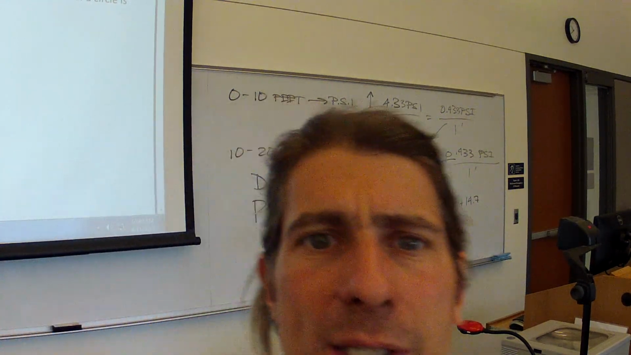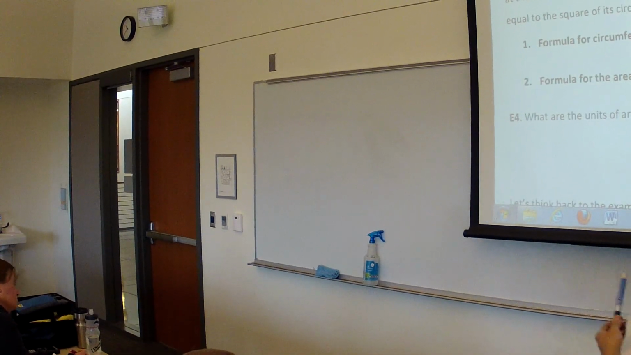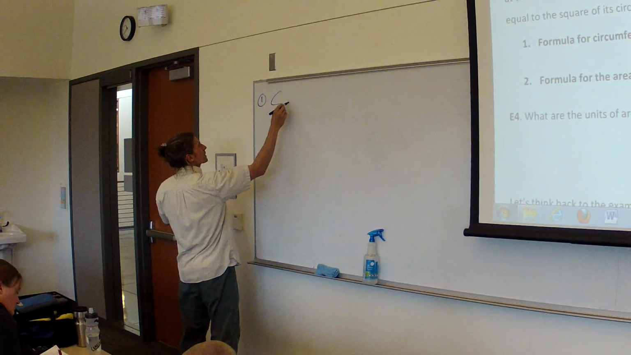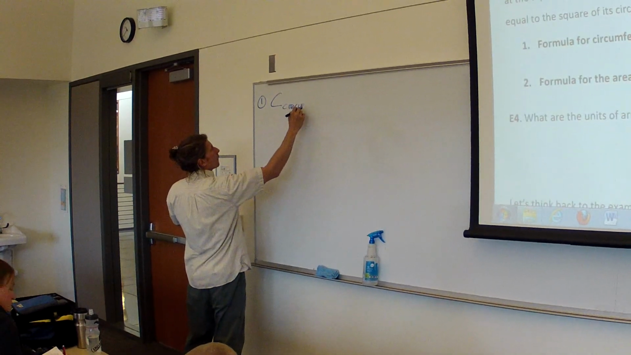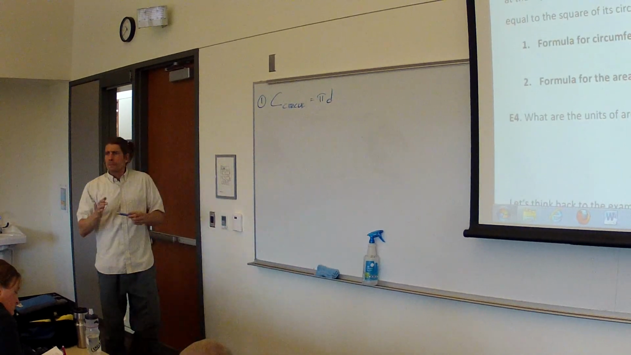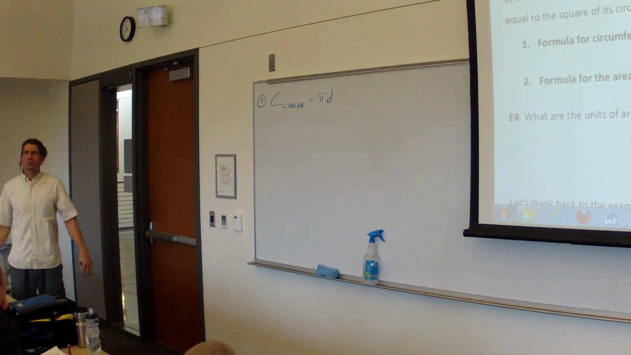Let's have this one set up. Let's swing this one over here. There we go. So I want to prove that. And here's what I know. Number 1, the circumference of a circle is pi times the diameter. Tell me, what is a circle? What is the mathematical definition of a circle?